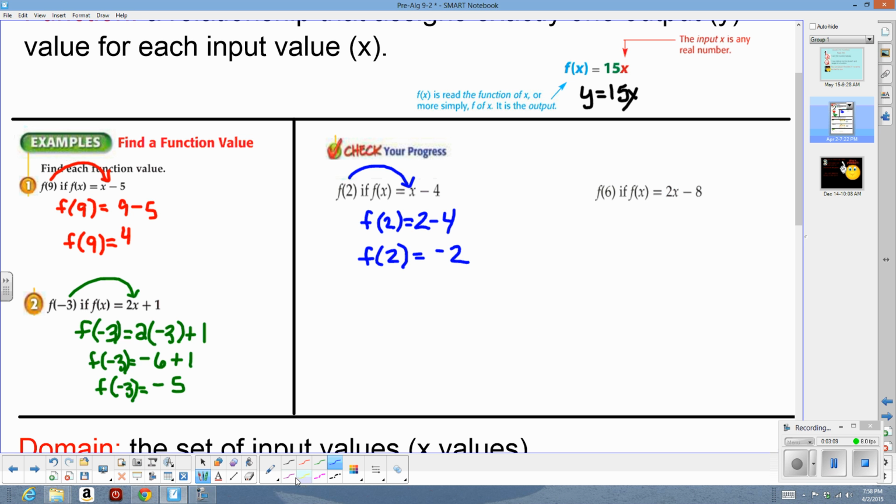And now for the last one, we're going to plug in 6 for x. So we're going to find f of 6 if f of x equals 2x minus 8. So we're going to say f of 6 equals 2, remember this means multiply, so 2 times 6 minus 8. Now if we simplify that, f of 6 equals 2 times 6, which is 12, minus 8. So f of 6 equals 4.